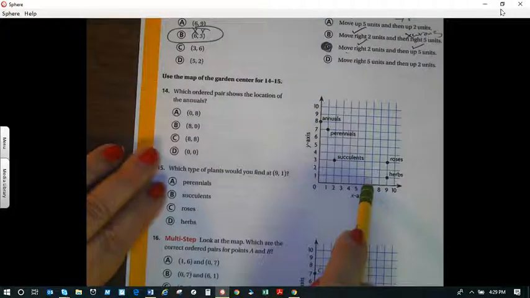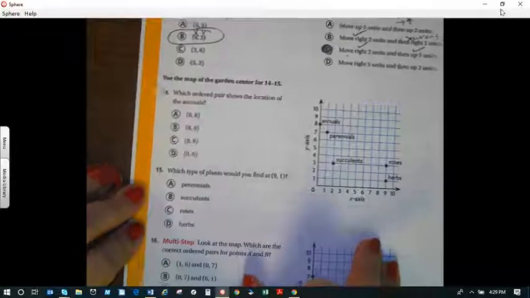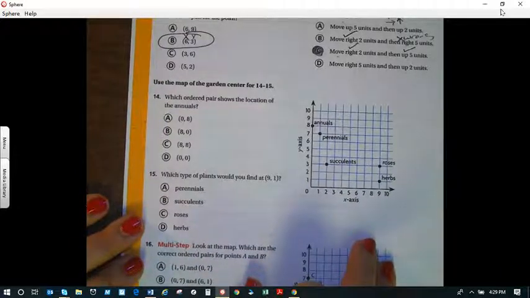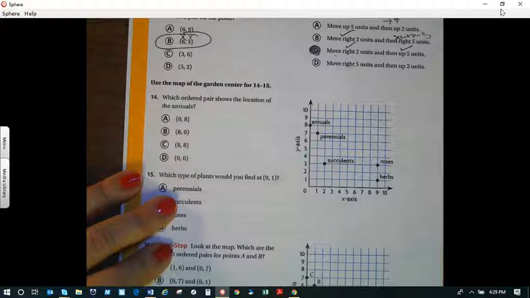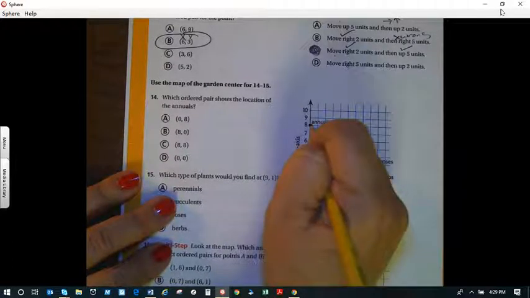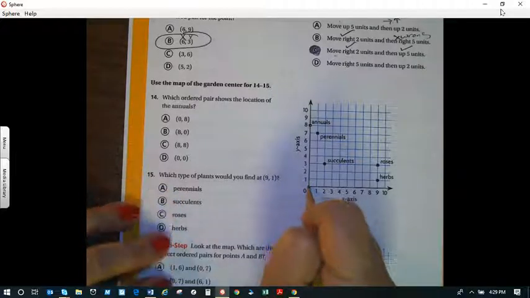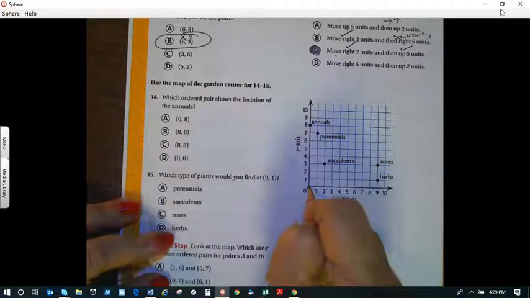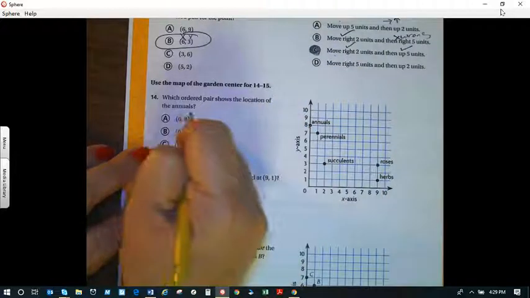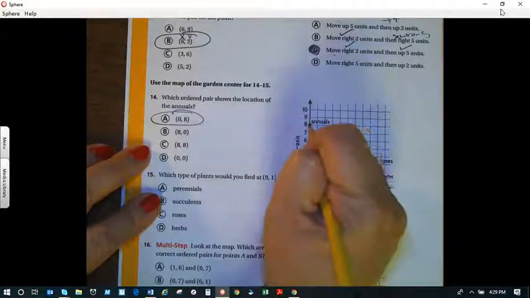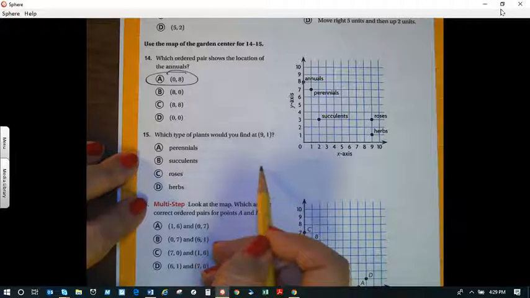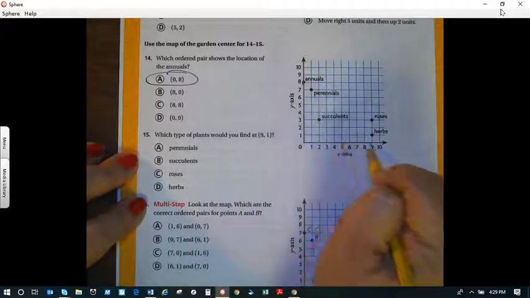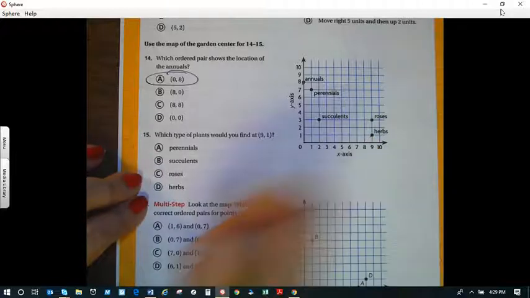Number 14, I'm going to use this map of the garden center for 14 and 15. Which ordered pair shows the location of the annuals? So they're in a garden, that's the garden center. And so here's the annuals. Well, I start at my point of origin. I didn't do anything on the x-axis. I just went up 8. So it would be 0, 8. Okay? And that's where I'm at there. 15. Which type of plants would you find at 9, 1? Well, I'm going over to my 9, up 1, and I'm going to find the herbs.